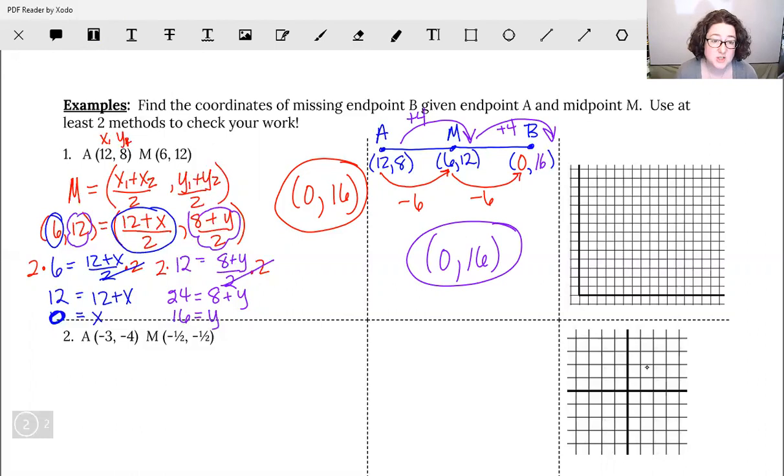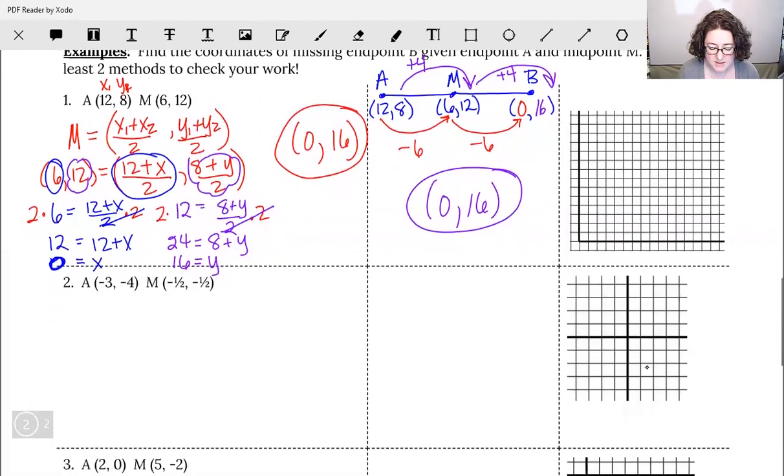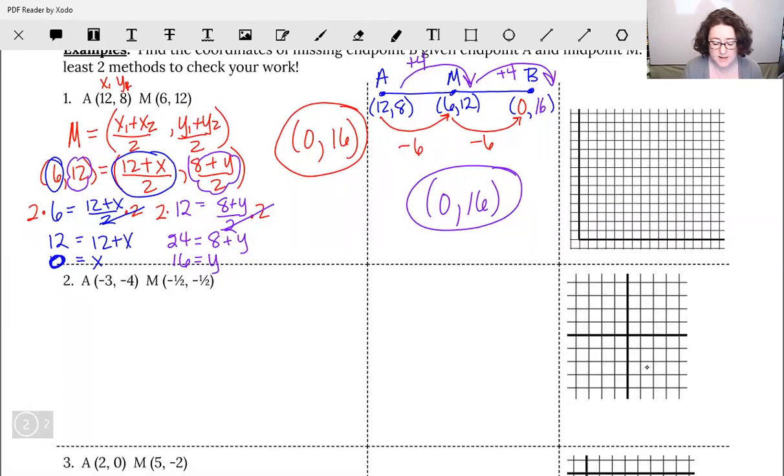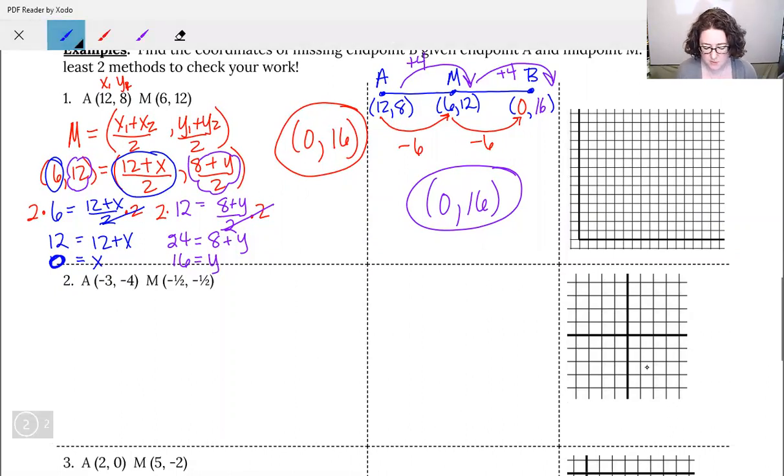So I know there's fractions on this one, but we can still use this kind of mapping technique to figure out where everything is. So again, I'm going to do the same color coding as we did before. I'm going to draw my segment and my midpoint. I'm going to give myself a little bit more room on this one. So we have point A, point M, point B. Point A is at -3, -4. Point M is at -1/2, -1/2. And I'm trying to figure out what point B is.